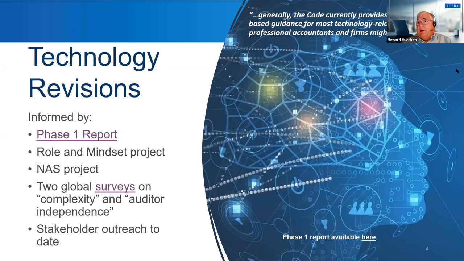One was a survey on complexity, and the second survey was on auditor independence related to technology. There were very strong responses to those surveys, a lot of information that informed the task force and also the technology working group in our efforts to determine what next steps were and what were some things that were important to stakeholders.